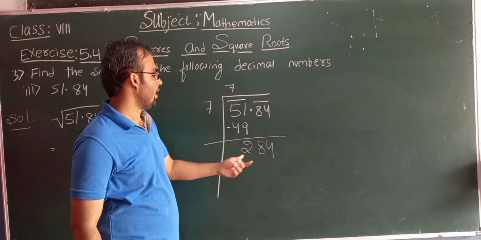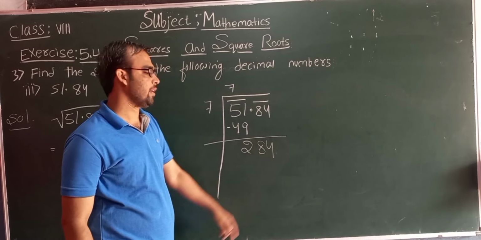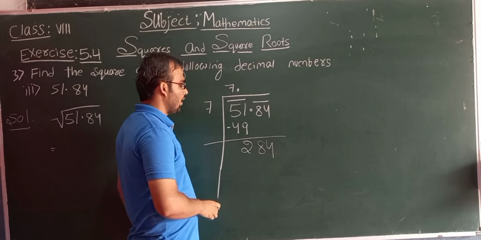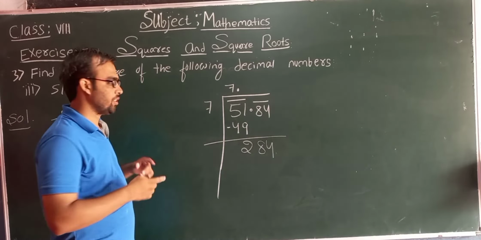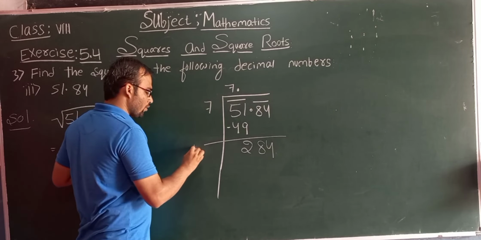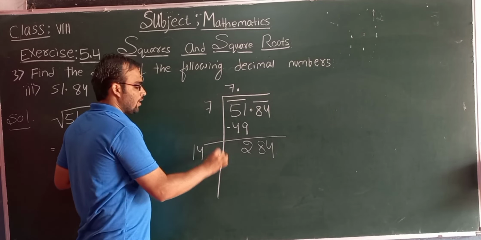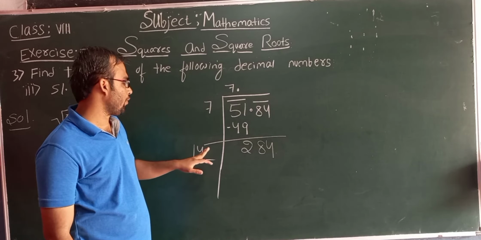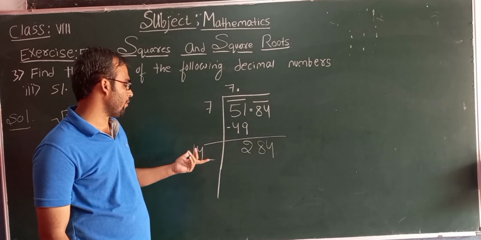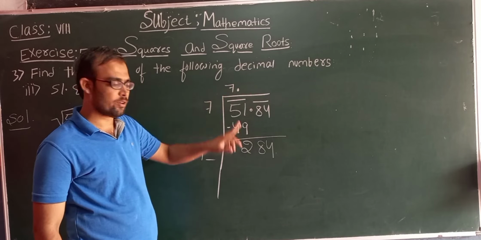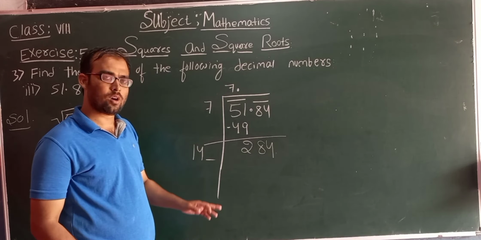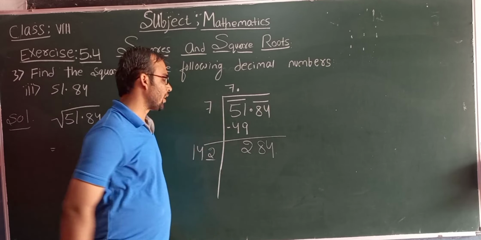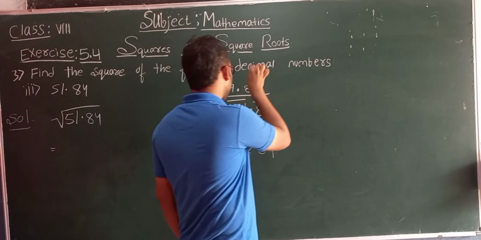As this is a decimal part, place the point here. Now double the quotient. As the quotient is 7, when we double it, we are getting 14. Now put the blank. Now what is the next step? We need to fill this blank with a number such that when we multiply this number with the new digit, we get either 284 or a number lesser than this one. Now let us fill this blank with 2 and see whether we are going to get the same number or not.